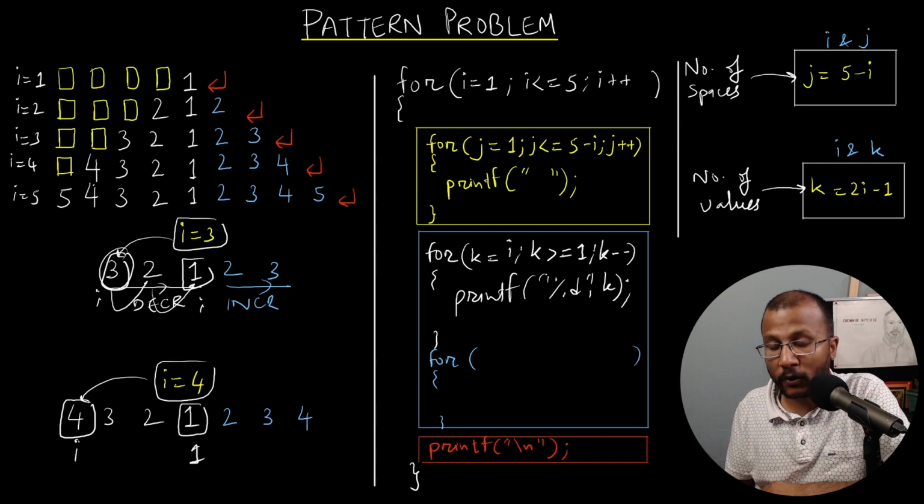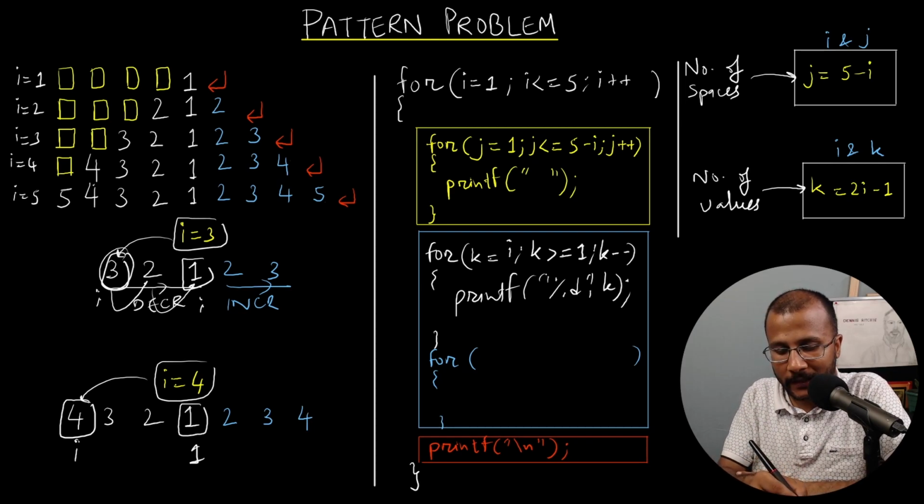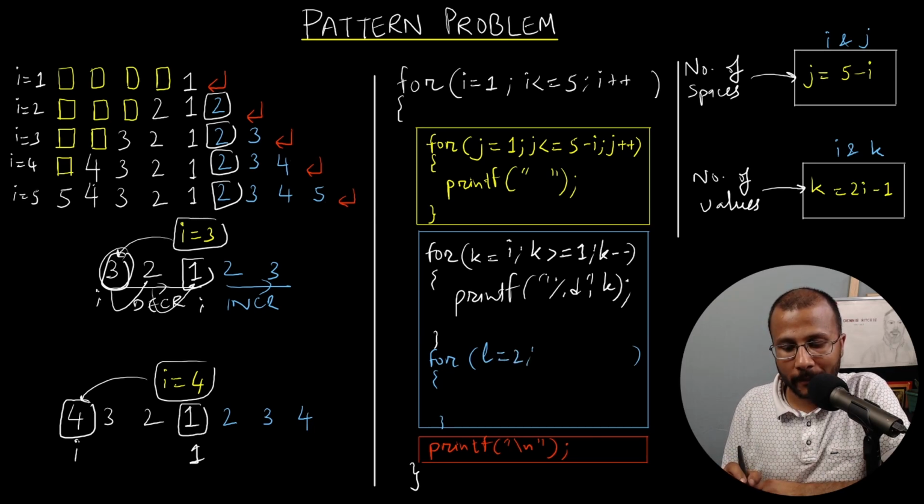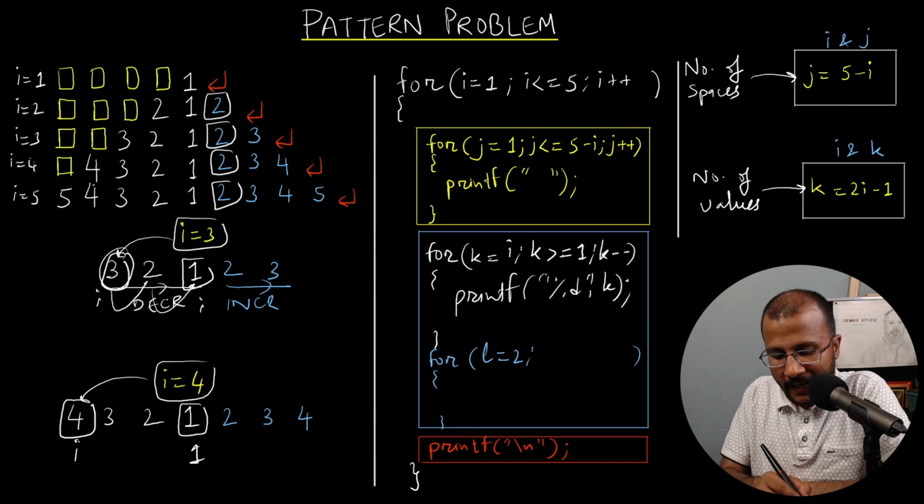Now let's write one more loop to take care of the incrementing values. If you see, each time it starts from 2. The loop starts from 2, right? So it's very simple. I can write the loop, let's say it's controlled by the variable L. The loop starts from 2. Now where does this loop stop? If you just take I equals 4, it starts at 2 and goes up to 4.